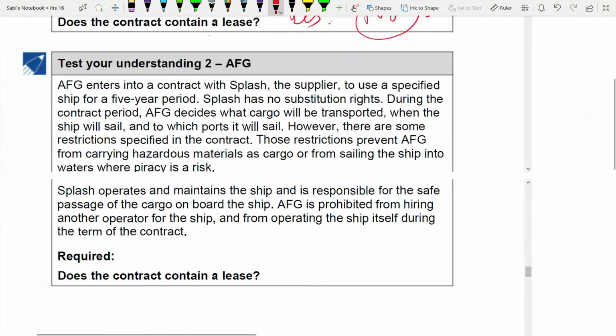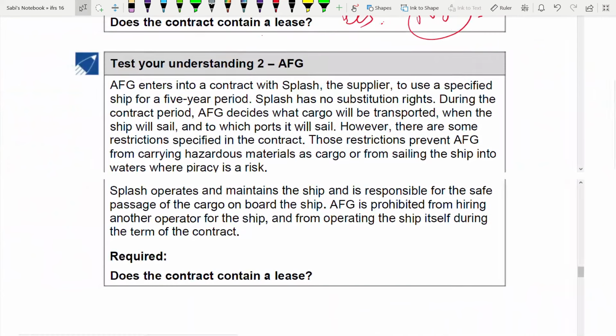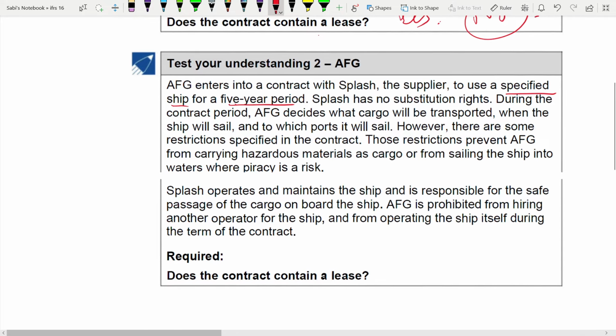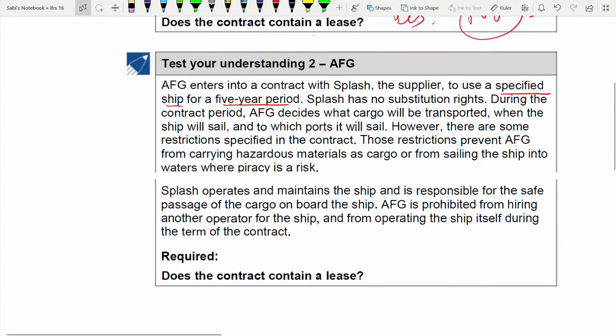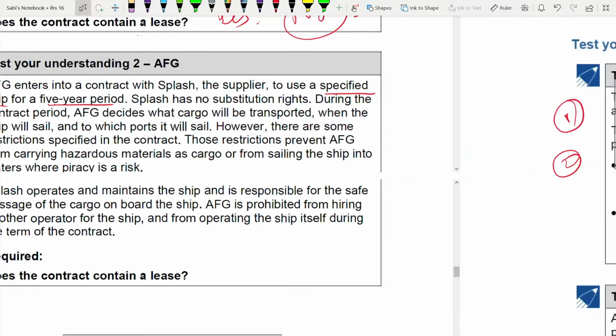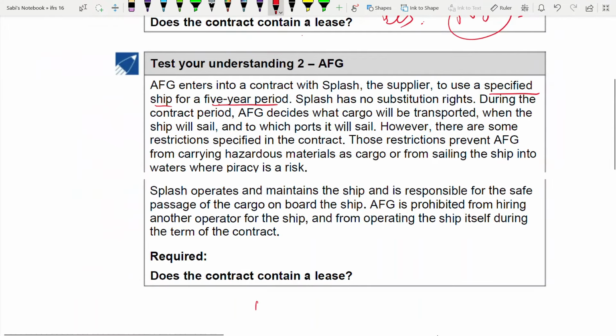Now 2 is the same question. Does the contract contain a lease? We'll read. So here AFG enters into a contract with Splash to use a specified ship for a 5-year period. Can you see the difference between the first one and this one? Here there is an identified asset. Specified ship, they told. Identified asset has been identified. Very important for the lease. And it has no substitution rights.